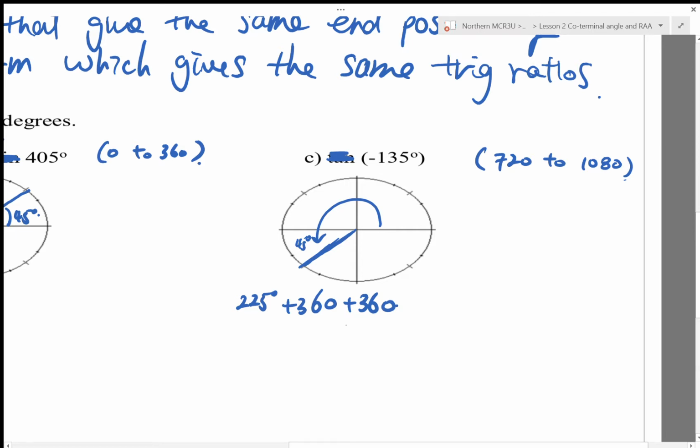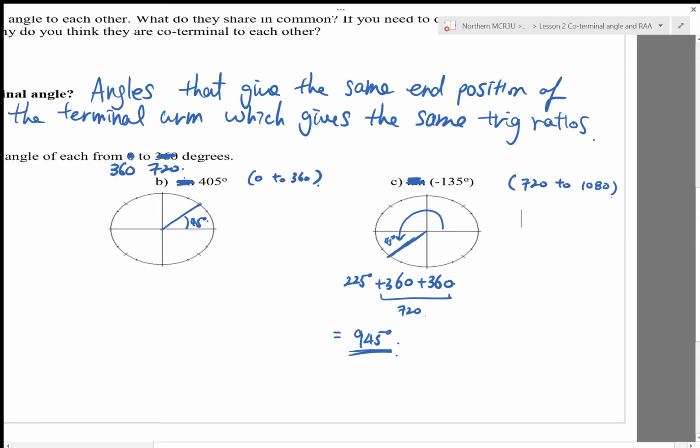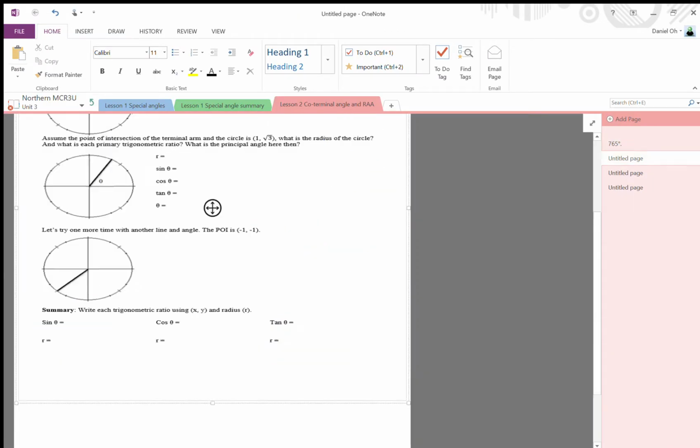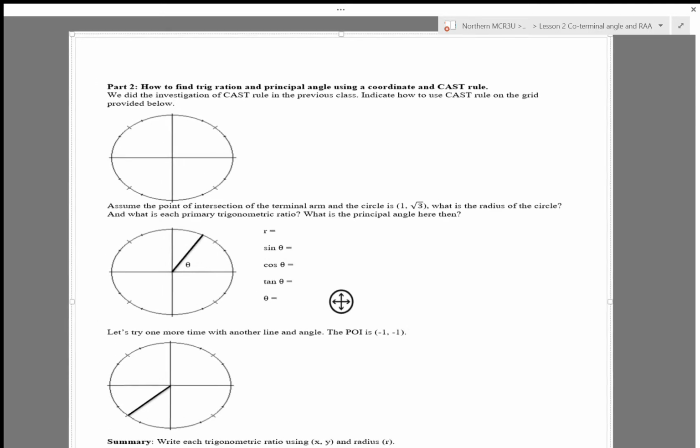Now I add 360 twice because this becomes 720, and our starting point is 720. So this becomes 945 degrees, and as we can see, this coterminal angle of 945 sits between 720 and 1080. Okay, so again, a coterminal angle is an angle that gives you the same trig ratios. Now, having said that, let's go into part two.